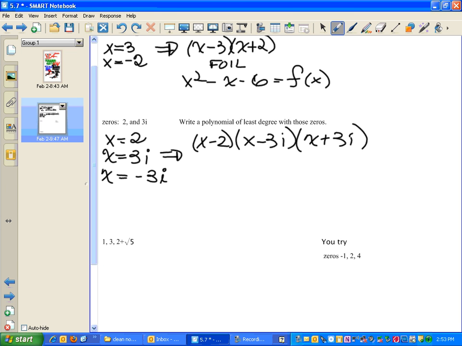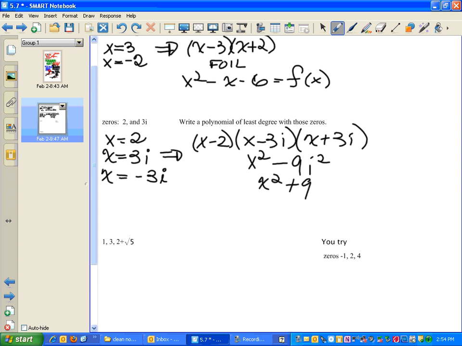Why would you want to do the last two? And they are called conjugates. And with conjugates, what always drops out? Middle term. So we know that we get x squared. The middle terms are going to drop out. So I'm just going to drop right away to negative 3i times positive 3i, which is 9i squared. But that's really x squared plus 9.